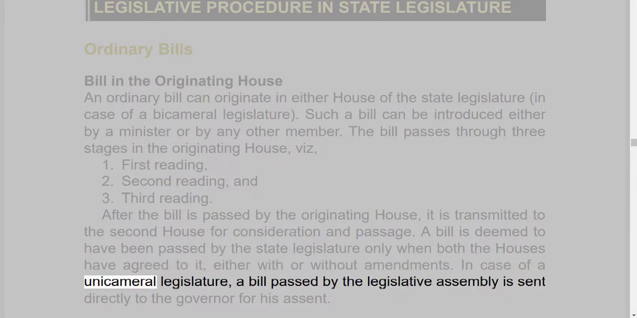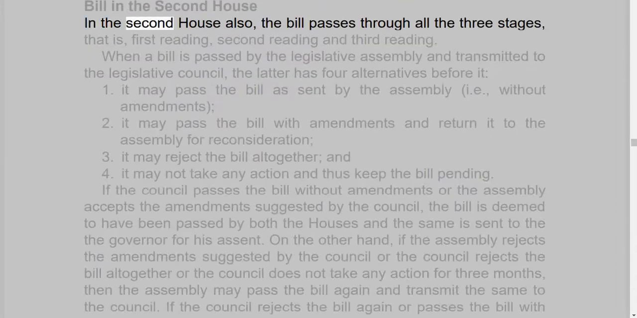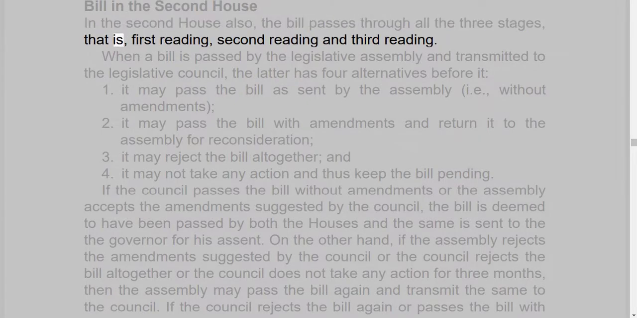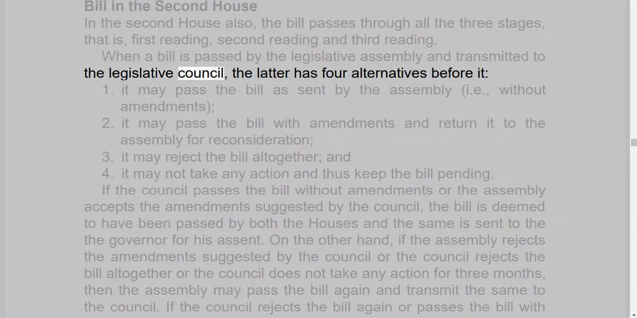In case of a unicameral legislature, a bill passed by the Legislative Assembly is sent directly to the Governor for his assent. Bill in the second House. In the second House also, the bill passes through all the 3 stages, that is, first reading, second reading and third reading.